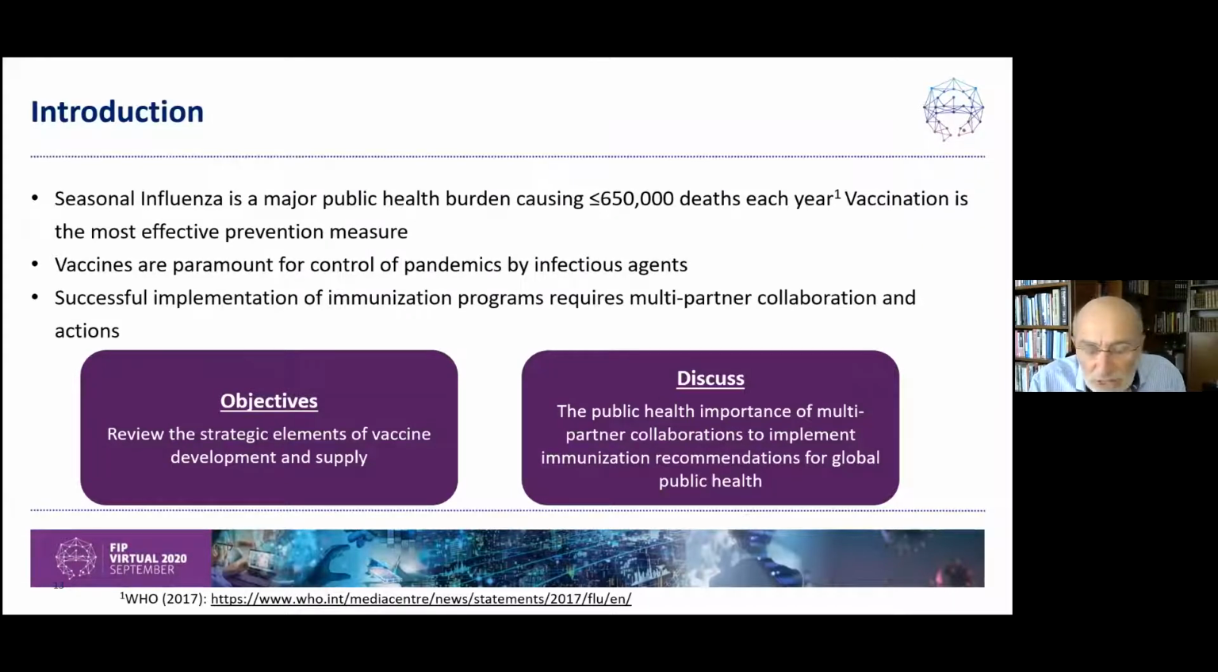One key important lesson, maybe I should say a reminder from the current COVID-19 experience, is the absolute critical need for very different stakeholders to collaborate and join efforts to prepare for and to fight against the infectious diseases with pandemic potential, such as influenza and COVID-19. In this session, my colleague, Dr. Matthew Downham, and I will present and review the strategic elements of vaccine development and supply and discuss the importance of collaboration. We'll do this on behalf of IFPMA. Next slide, please.